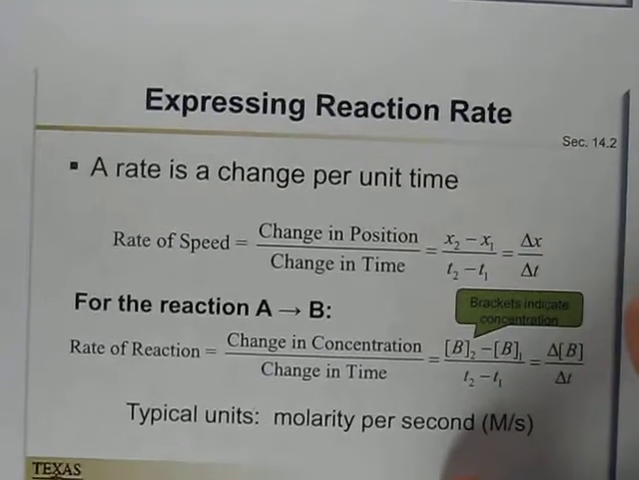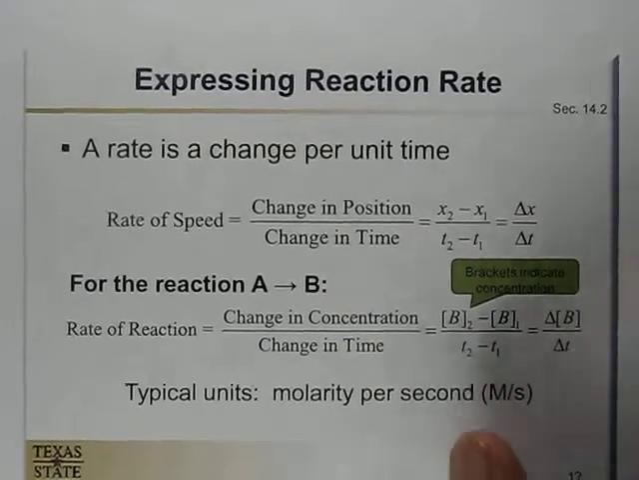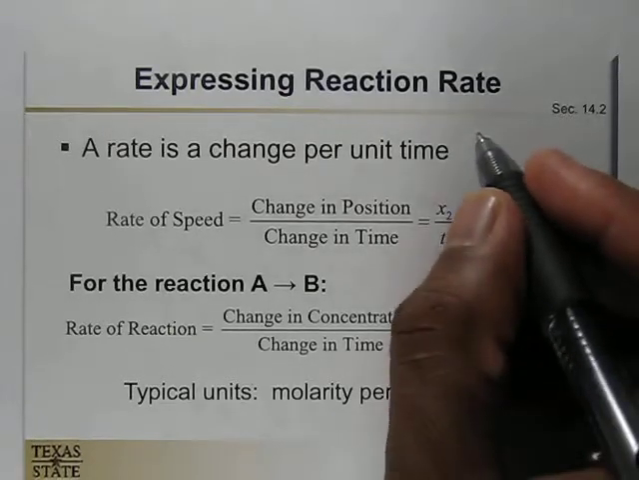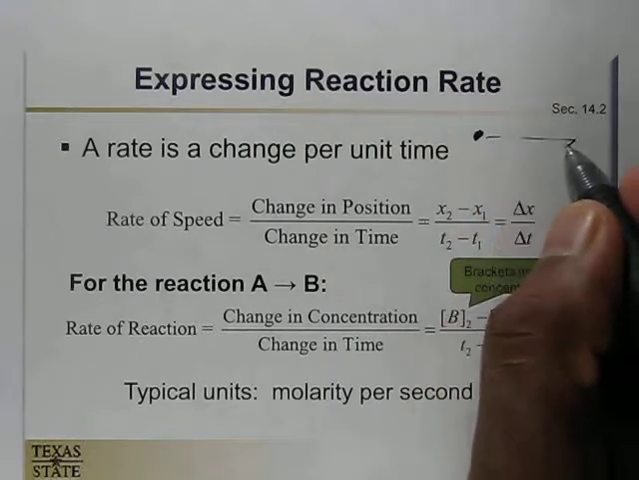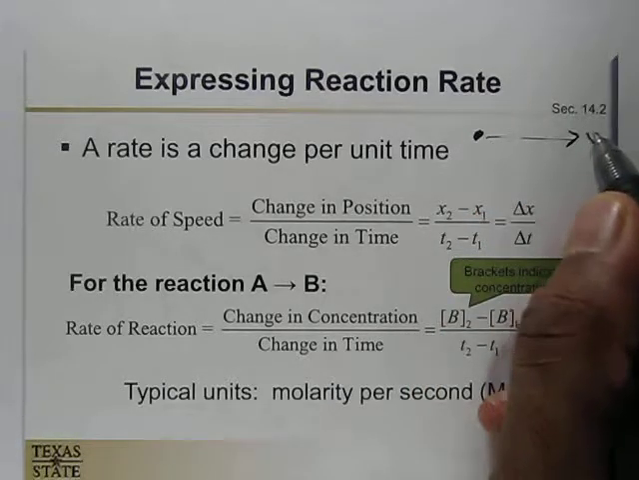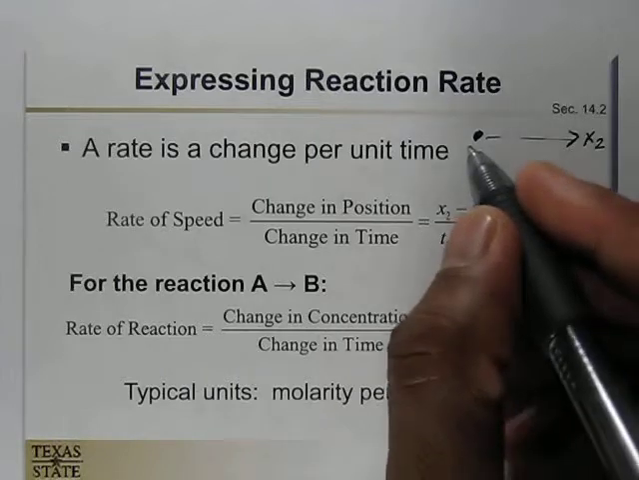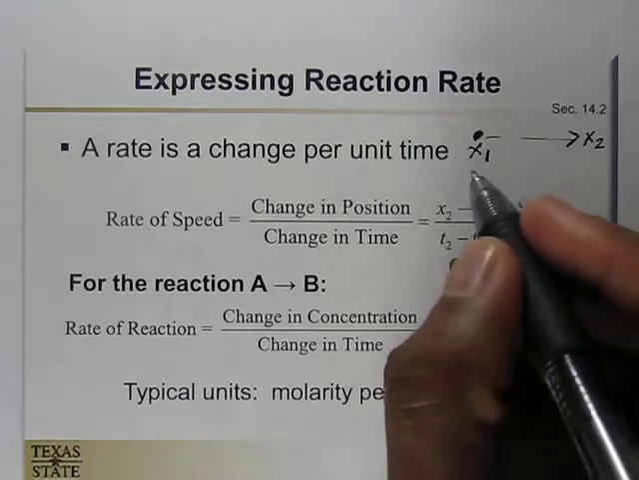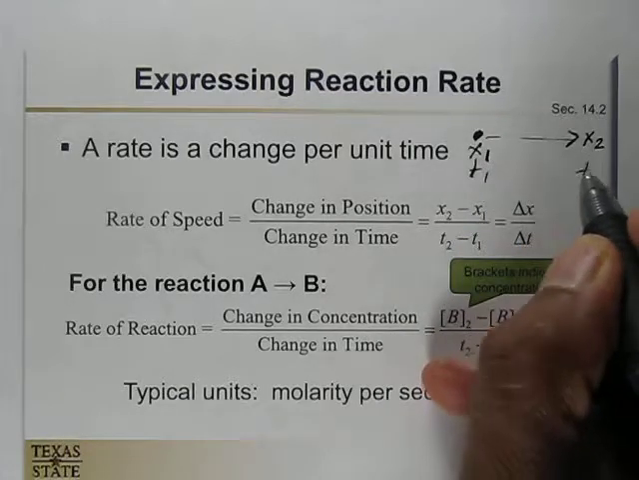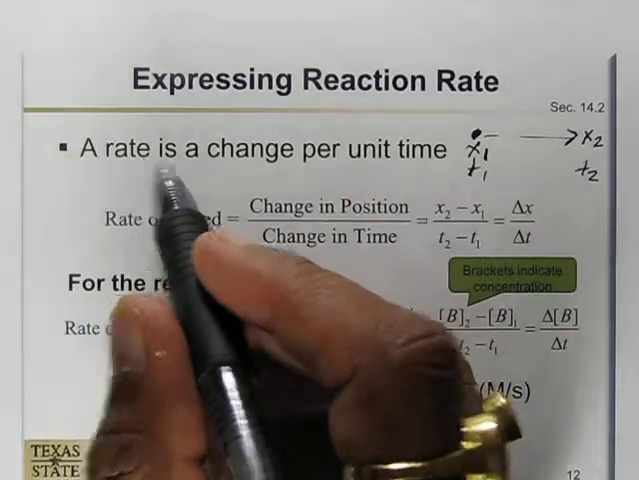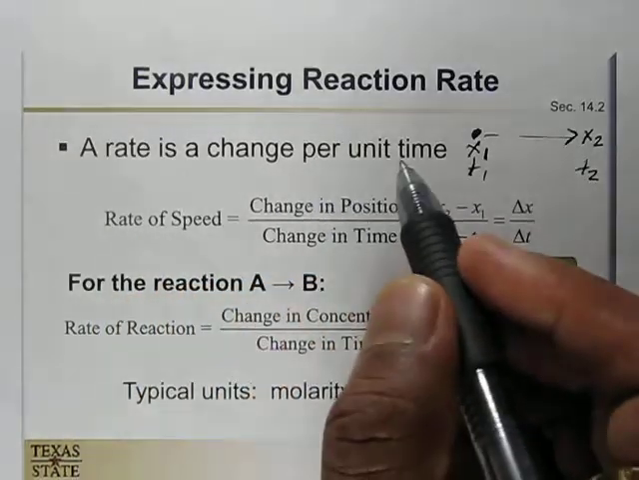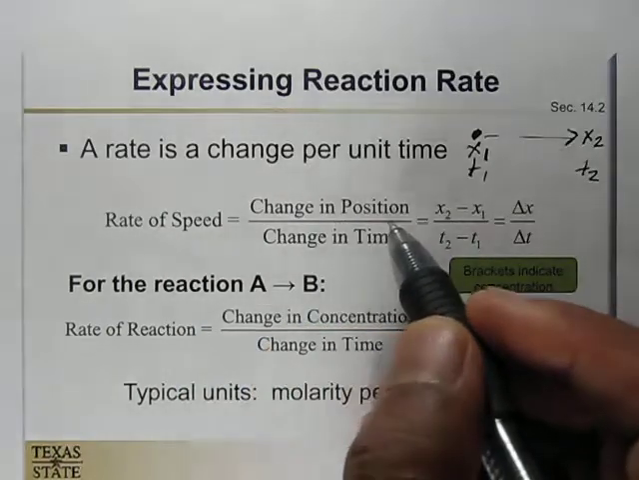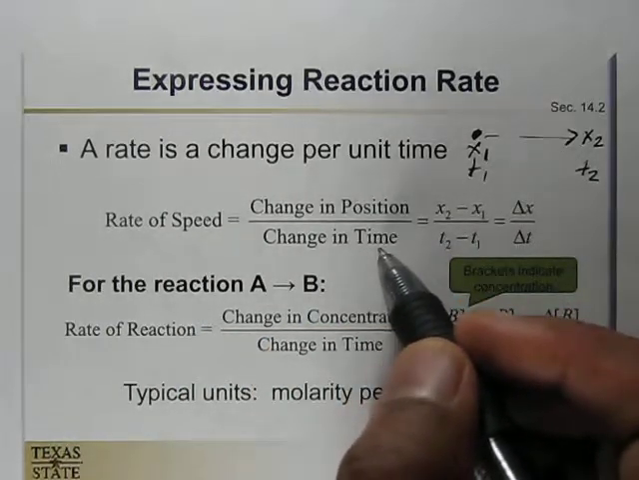So what is the meaning of the expression of reaction rate? For example, if you are traveling from distance x1 to distance x2, this is your home, and you are going from here to this place, so I will call this x2 and this is your x1. You started at time t1 and you reach at time t2. So rate is the change per unit time. Speed is equal to change in position divided by change in time, right?